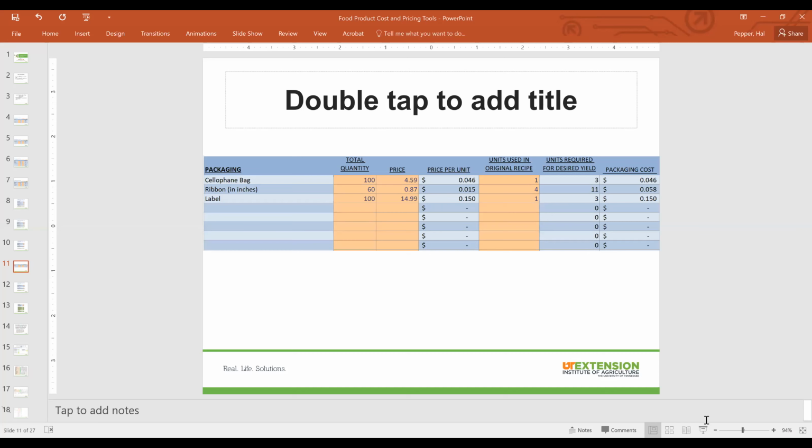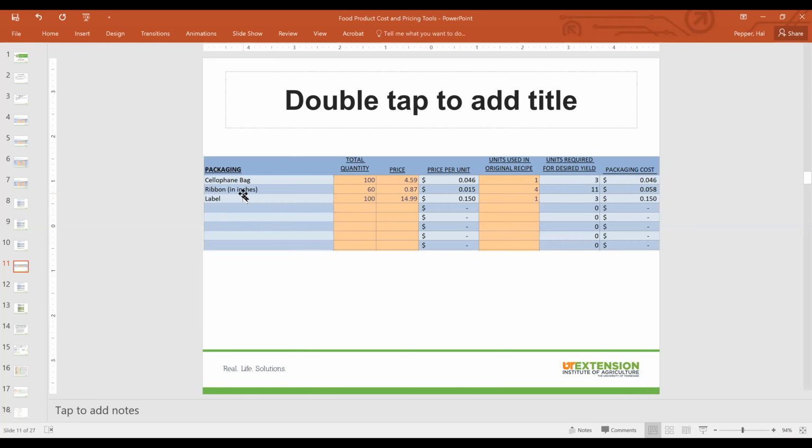Okay, so back to our example here with our packaging cost. We've got a cost per bag of 4.6 cents. We're going to put 3 cookies in it. It knows that we earlier told it that 3 cookies were in a unit. And so our packaging cost for those 3 cookies is 4.6 cents.